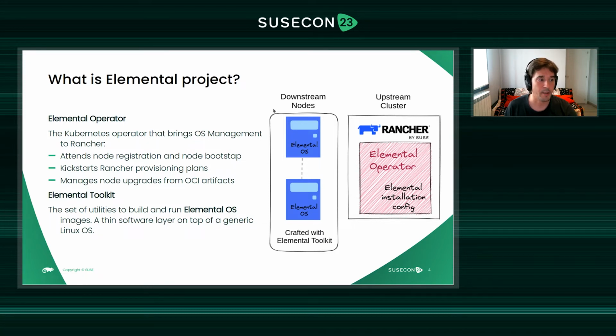Then on the other side, there is the Elemental Toolkit. The Elemental Toolkit is the set of utilities to build and run an Elemental OS image. And Elemental OS images are the OS images that are meant to be managed by the Elemental operator. So at the end of the day, an Elemental OS image is nothing else than a generic Linux image with a thin layer of software on top of it.